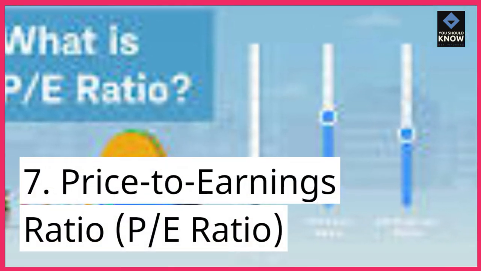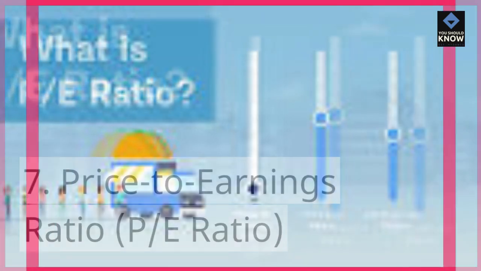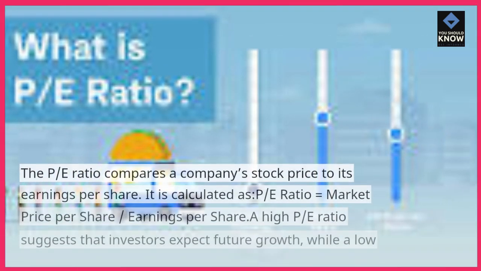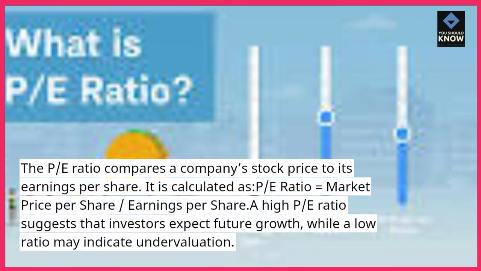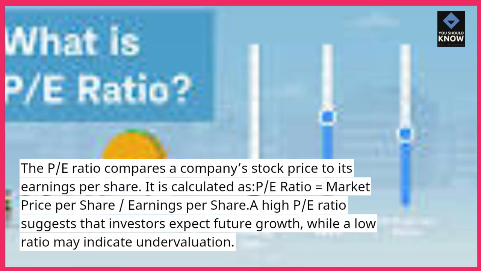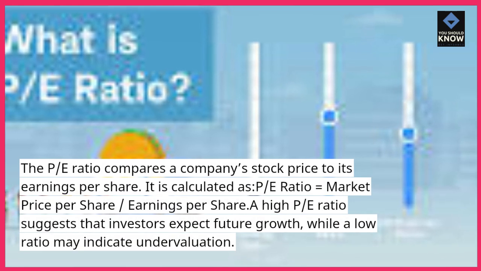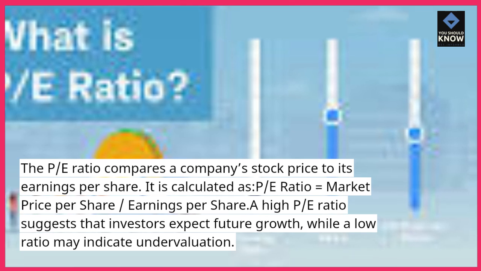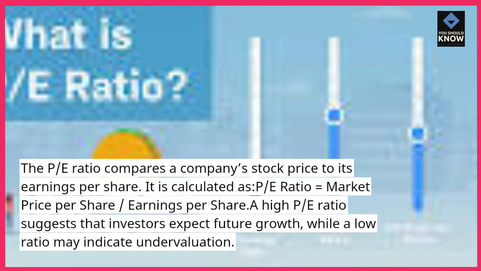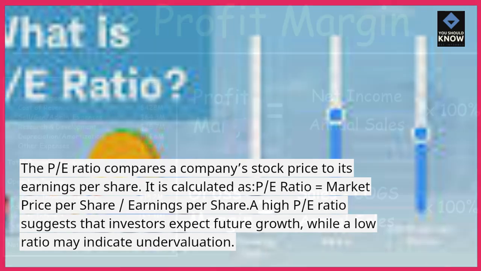7. Price to earnings ratio, P/E ratio. The P/E ratio compares a company's stock price to its earnings per share. It is calculated as P/E ratio equals market price per share divided by earnings per share. A high P/E ratio suggests that investors expect future growth, while a low ratio may indicate undervaluation.